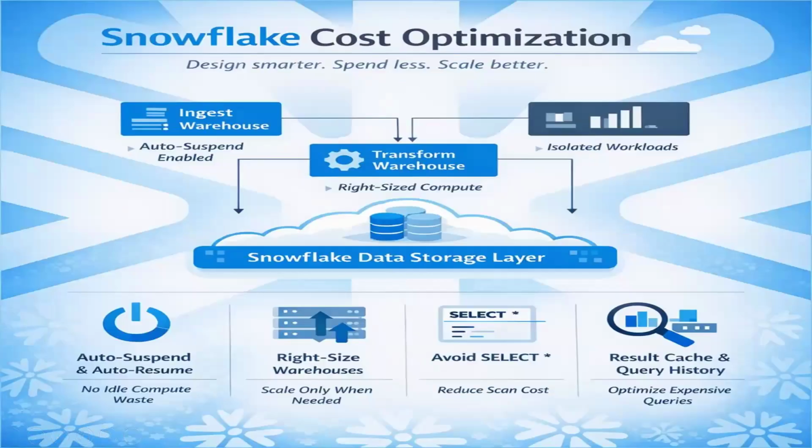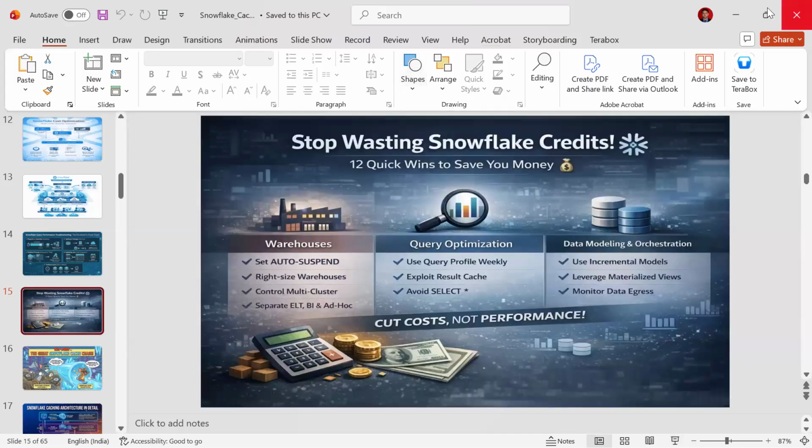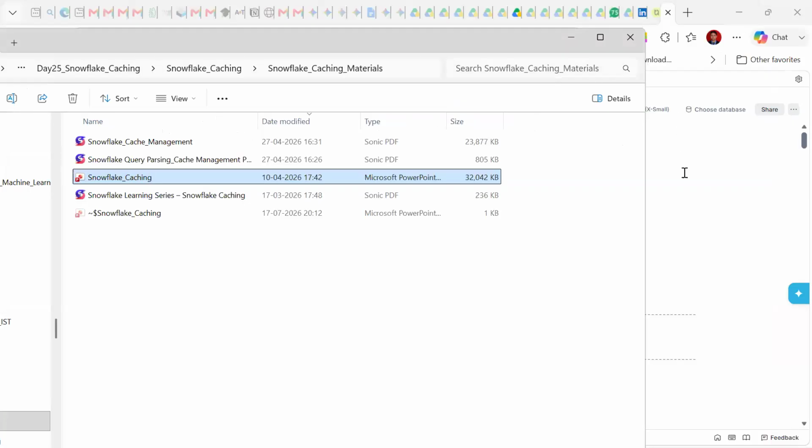Clear? So let us see some examples, then you will understand better. Only three types of caches are available? Four types, metadata also. I'll show you an example, you will understand better.